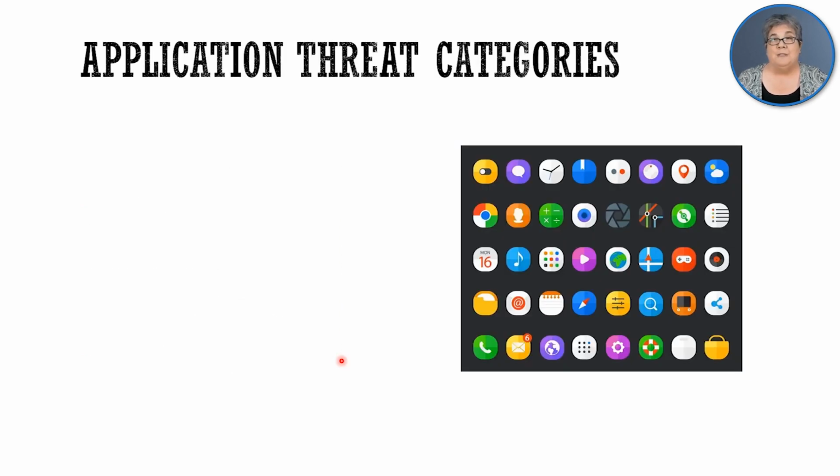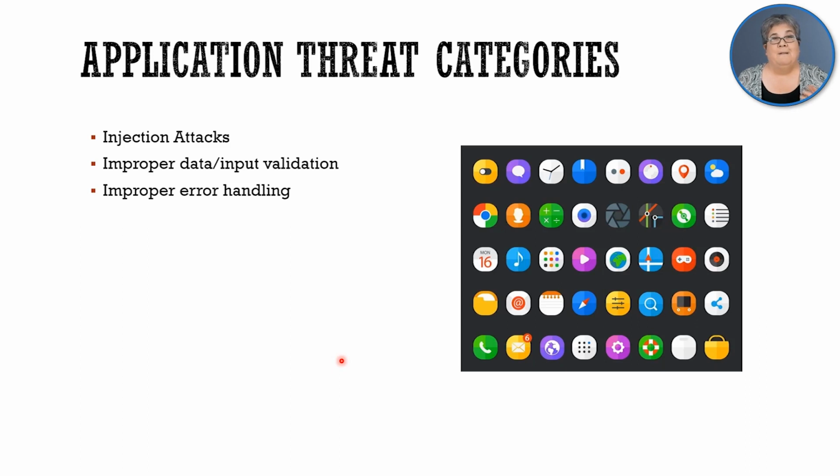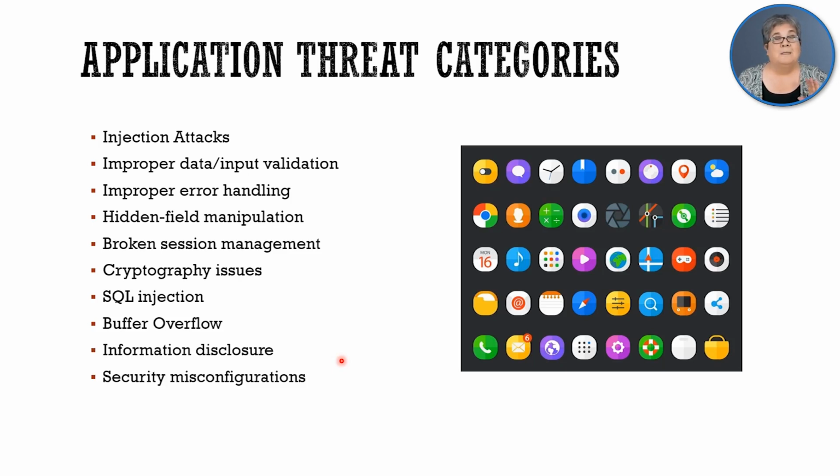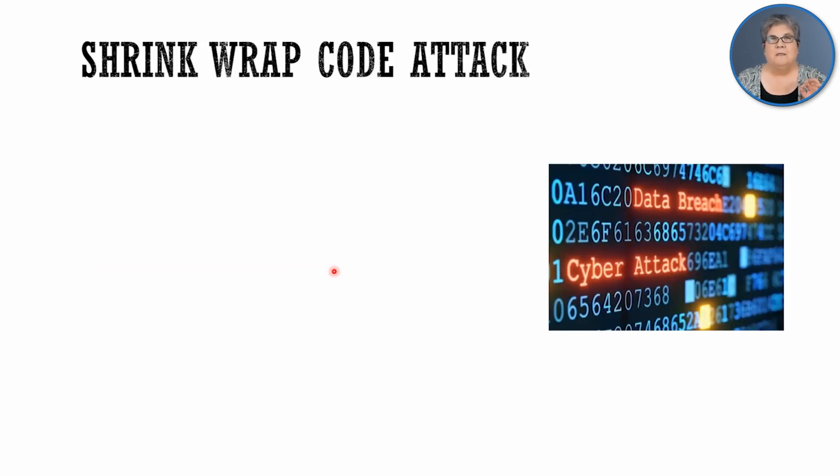For applications, they have their own threat categories. Injection, we'll be playing with that soon too. Improper data or input validation. Improper error handling. Hidden field manipulation, especially with browsers. Broken session management. Cryptography problems. SQL injection. Buffer overflows. Information disclosure. Security misconfiguration. Then we have something called the shrink wrap code attack.